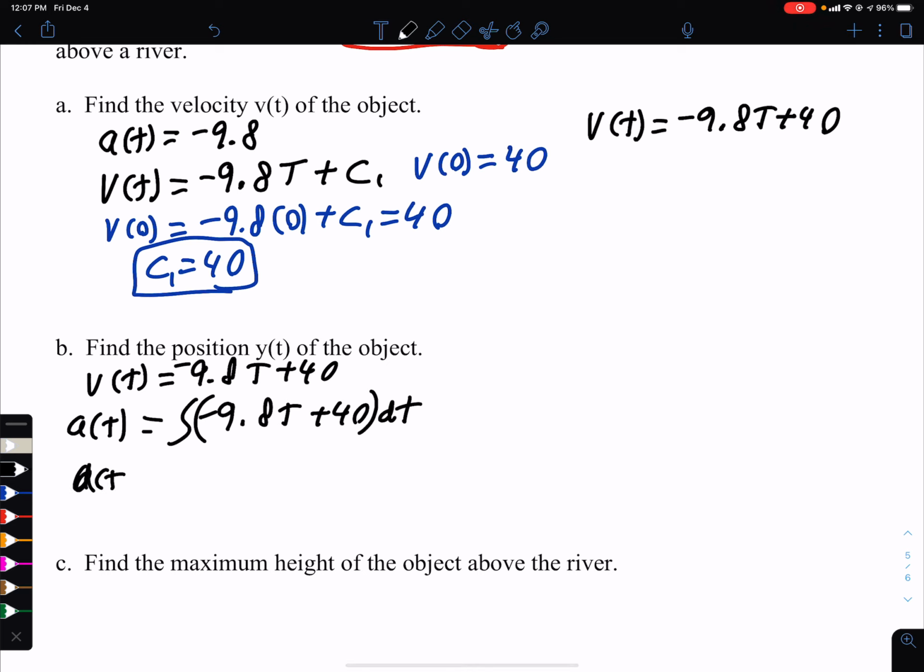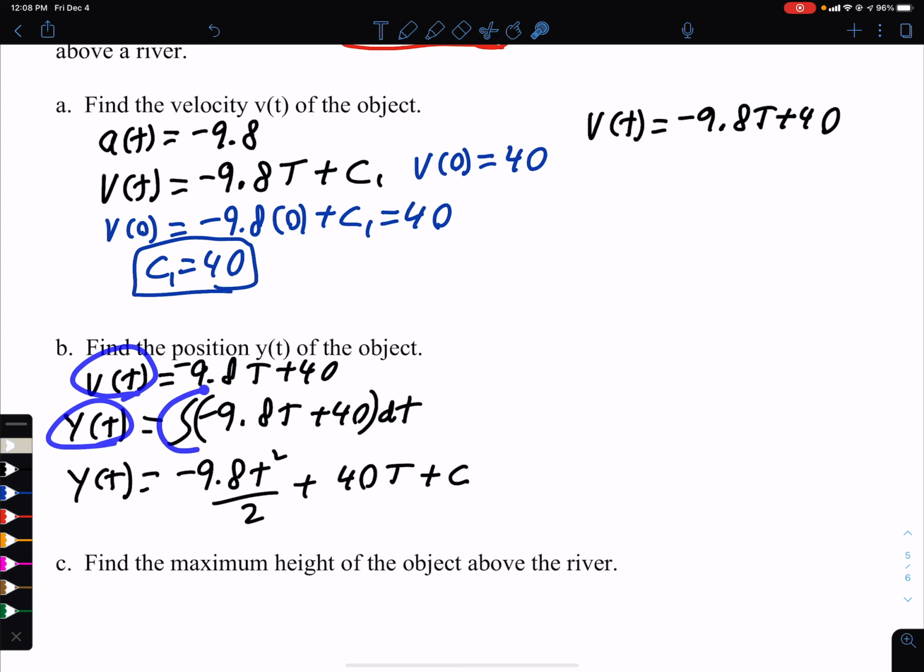Well, how do I do the antiderivative? I add 1 to the exponent of t and I divide by that. And then the antiderivative of 40 is 40t because the derivative of 40t is 40. And then I have a plus c. Uh-oh, how do I find c? Whoops, why did I say acceleration? Hopefully you caught that. It's position y. I'm going backwards, not forwards. So to go from velocity to position, I integrate. So I integrate my velocity.